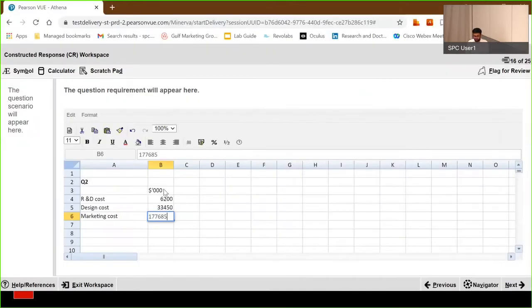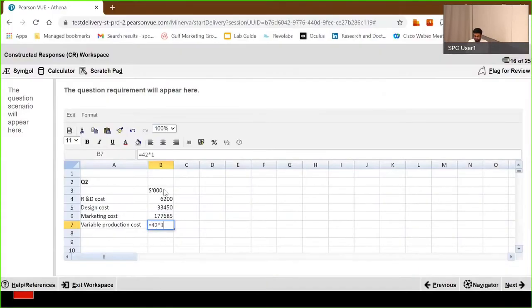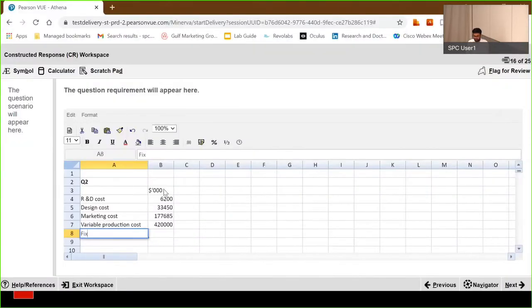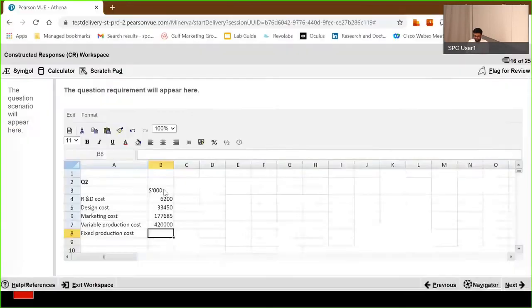Variable production cost. Now, variable production cost should be dealt with care, because this cost is given to us per unit, but we're going to multiply by the number of units to calculate the cost in total, as we first will calculate the total life cycle cost, and then we can divide by the number of units. Fixed production cost, 98,470.